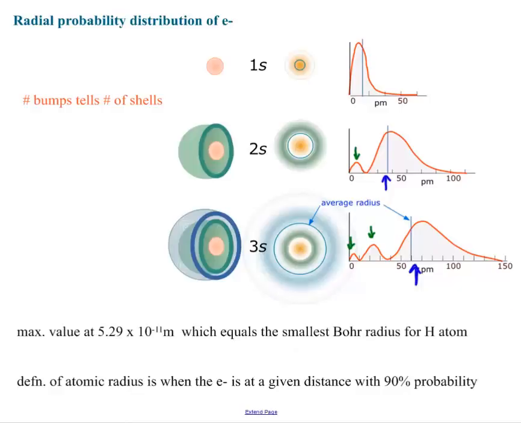The maximum value of 5.29 times 10 to the negative 11 meters is the smallest Bohr radius for a hydrogen atom. And what we define an atomic radius to be is when the electron is at a distance with 90% probability. So again, the electron cloud defines the radius of our atom, and it's 90% of the likelihood of finding the electrons at that radius that define the radius of the atom for us.